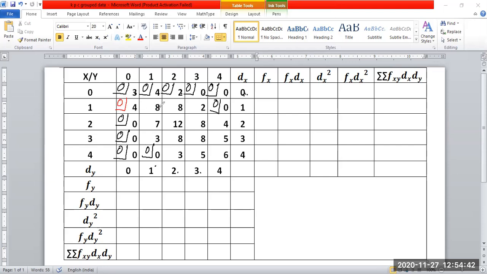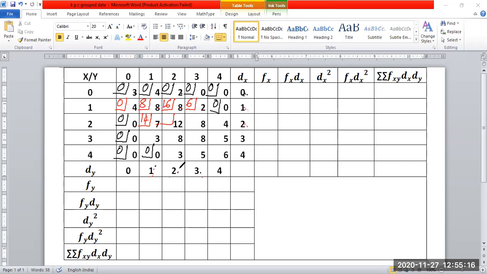Okay. Now, 8 into 1 into 1. This is the 8 only. Yes. Look at this one. 8 into dx into dy. 8 into 1 into 2. That is 16. Okay. Now, 2 into 1 into 3. That is 6. Okay. Done. Now, 7 into dx into dy. That is 7 into 2 into 1. That should be 14.